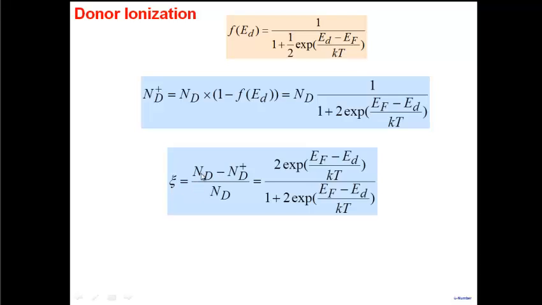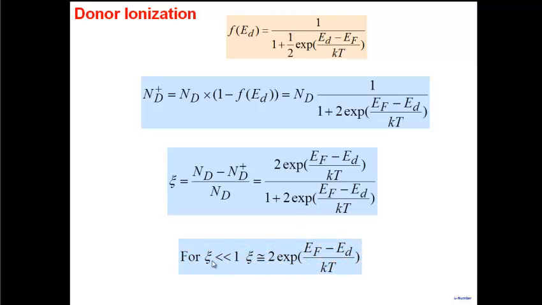Okay. So Nd plus we have. So what is Nd minus Nd plus divided by Nd? It tells us the fraction of donor atoms which are not ionized. And what do we want this to be? We want this factor to be much smaller than 1, right? So that when we've added donor atoms, we want them to ionize. So Nd minus Nd plus divided by Nd, straight from here, I can get this expression.